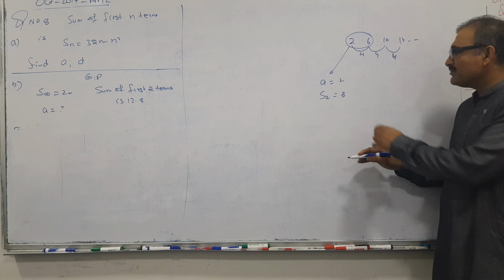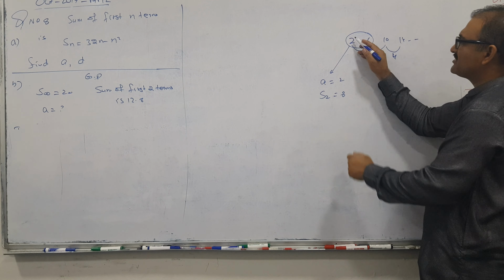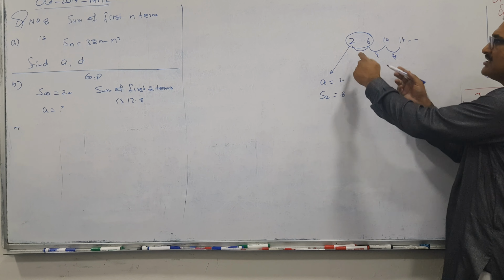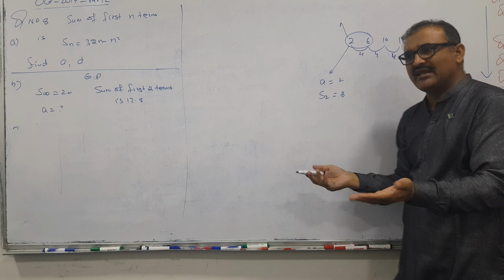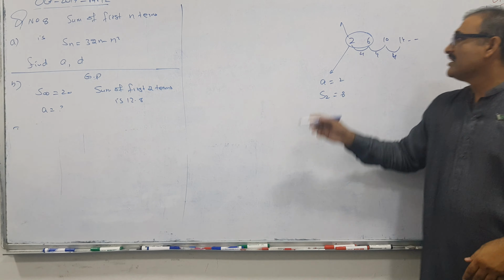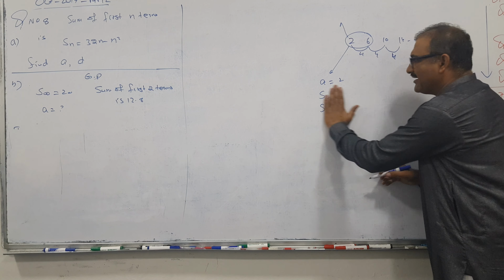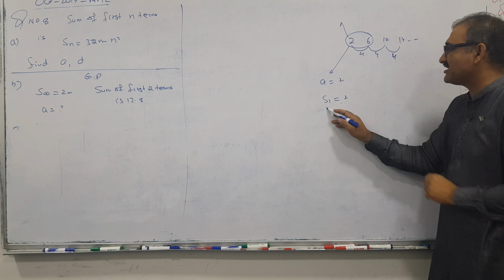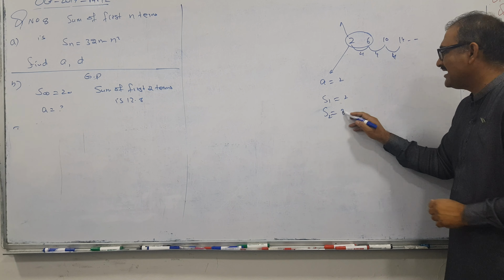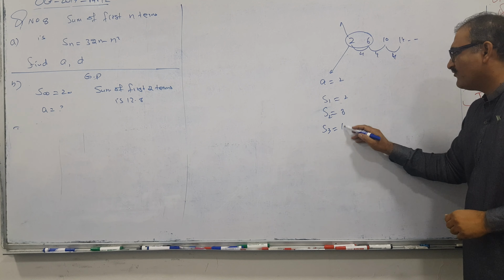And what is the sum of the one term? Naturally 2, right or not? If I ask you what is the sum of the first term, you say, sir, because we have one term only, the sum is also 2, right? So can I say the sum of the one term is 2? Clear or not clear? Okay, let's start. Sum of the first term is 2, sum of two terms is 8, sum of three terms is 18. I think it is very, very clear.